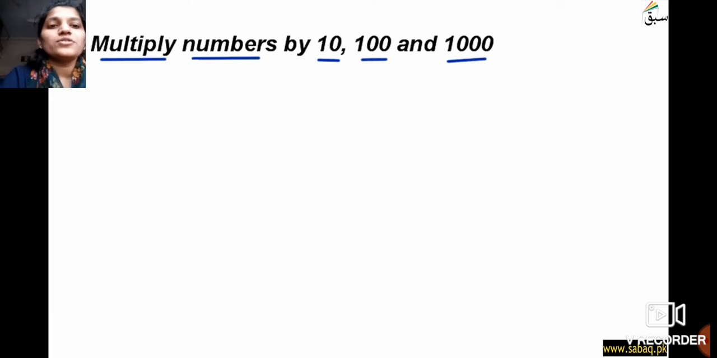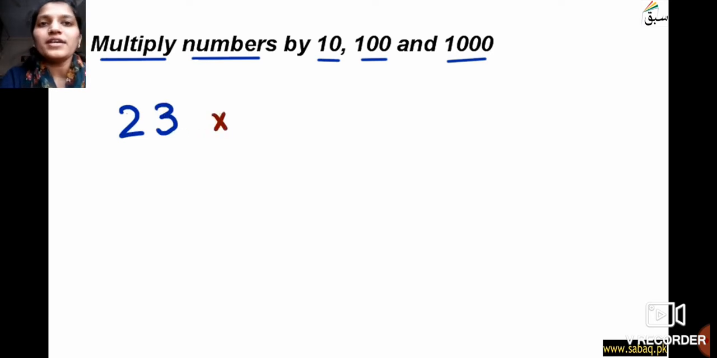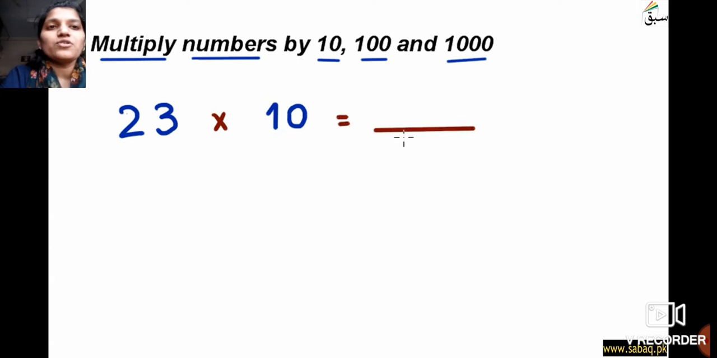Okay, so we are going to take some more examples. There are some rules or properties to solve the number by using multiplication by 10, 100 and 1000. So here I have taken the example 23 into 10. Now we are going to solve 23 into 10 on the screen. You can take your rough book also, and you can solve with me.